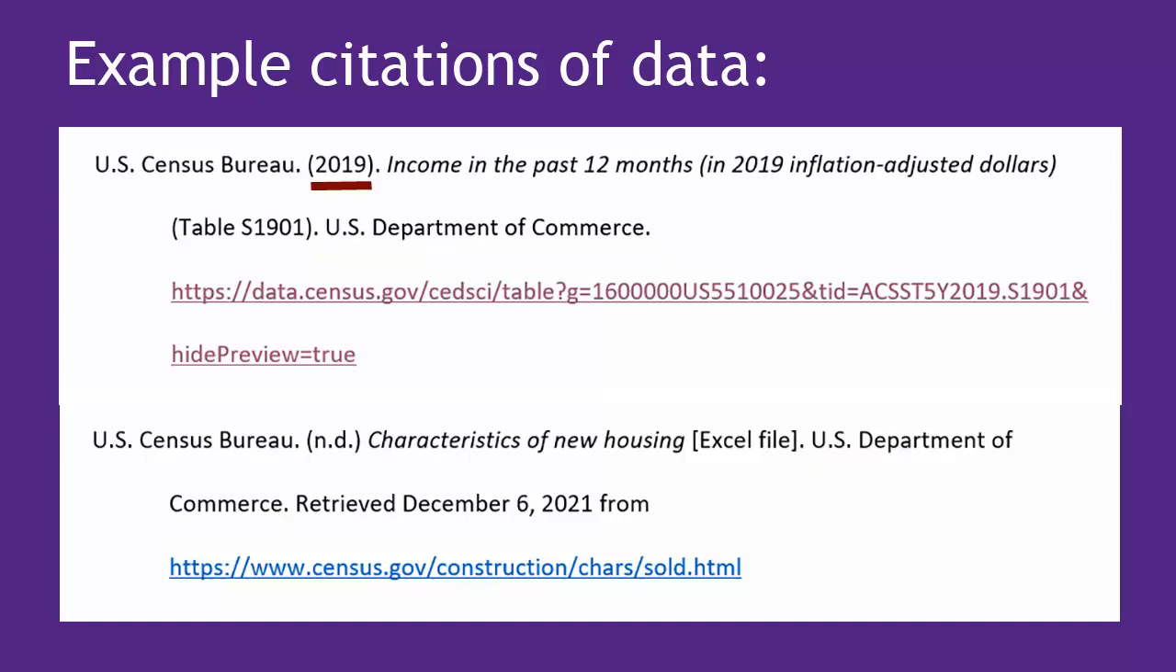If the survey lists a date, include that, but if you don't have a date, you can use n.d., and then include the date you retrieved the information, because the site might be updated later with next year's data. If you have a table number, include that in parentheses after the title, or if it's an unusual or non-standard form of information, like for this one where I downloaded the Excel file, include a description of that in square brackets after the title.